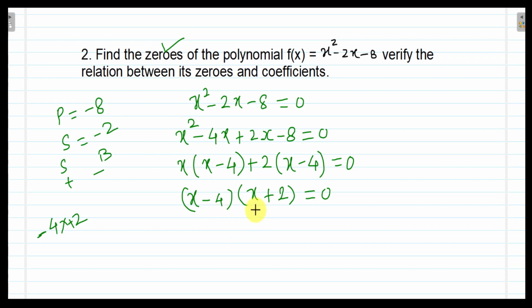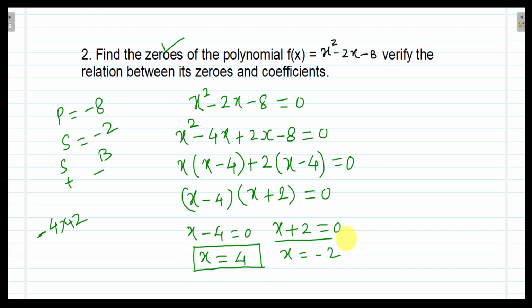Since the product of these two brackets is 0, either this bracket should be 0 or this bracket should be 0, then the product will be 0. So x minus 4 is equal to 0, or x plus 2 is equal to 0. And so here we can say that x is equal to 4 and x is equal to minus 2. So highlight this because this is the first important step. So the zeros of the polynomial are x is equal to 4 and x is equal to minus 2.